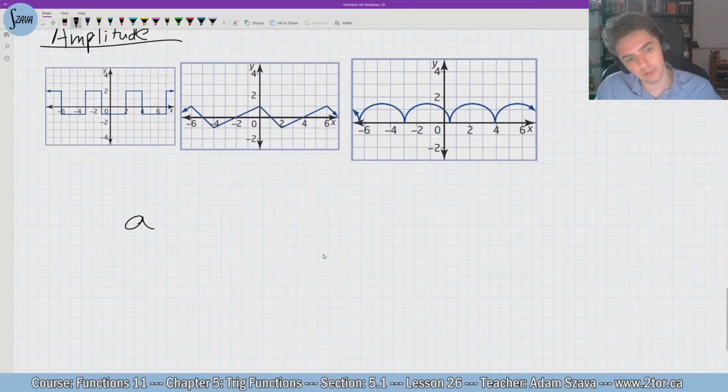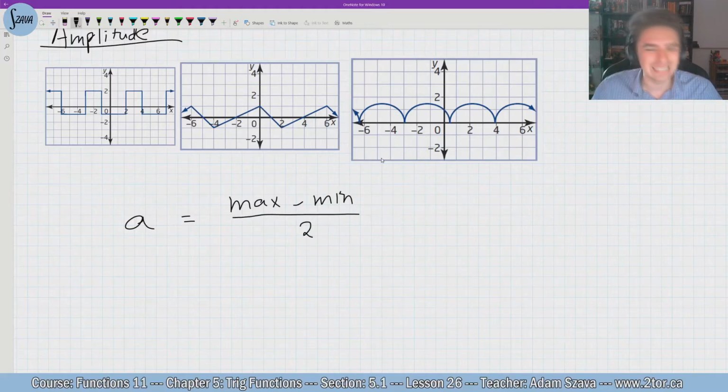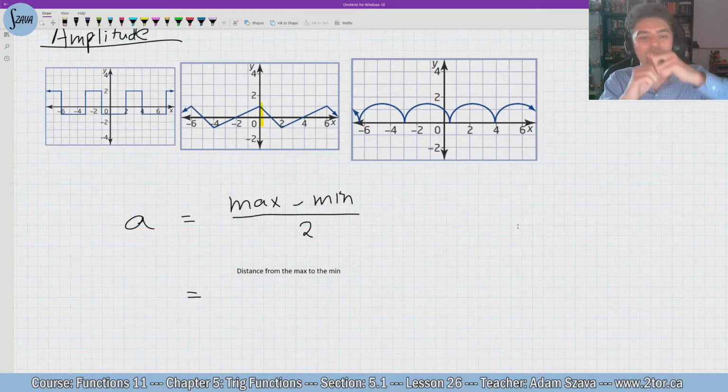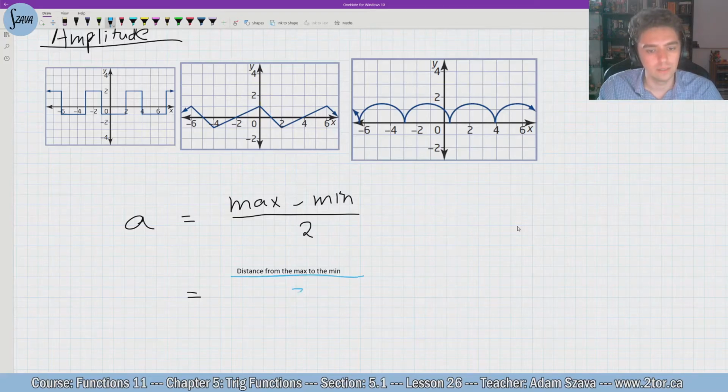How we do that, we say the amplitude A is just the maximum value minus the minimum value divided by 2. Essentially, you can think of it like the distance from the max to the min. So how far vertically do you have to travel to go from the max to the min, and then split that in half. That's kind of like the average distance from the x-axis. Half of that would be the distance from the x-axis, so divided by 2.